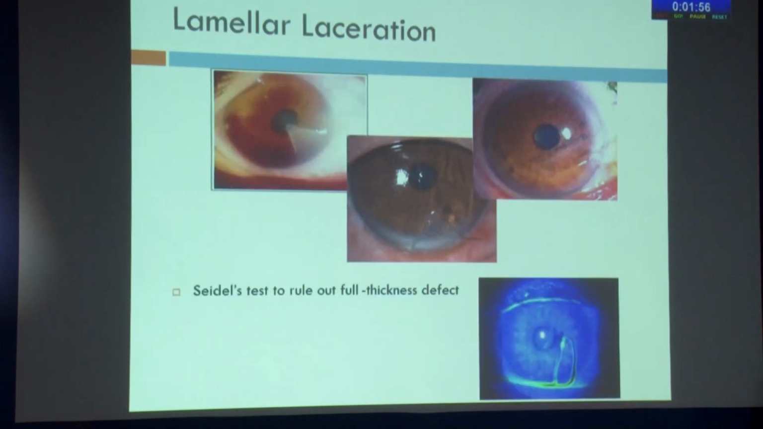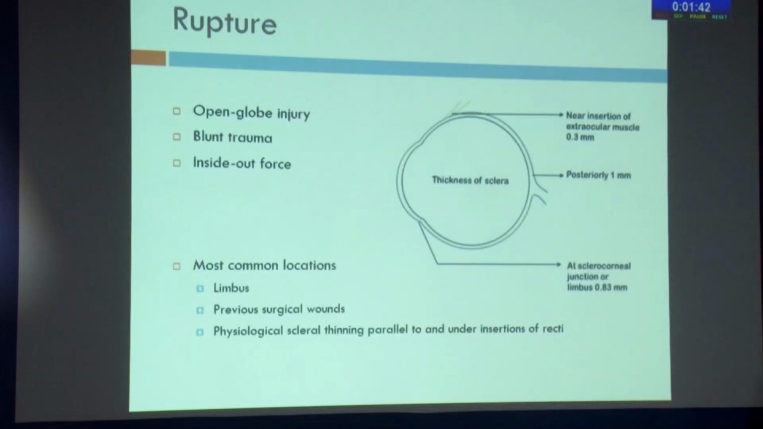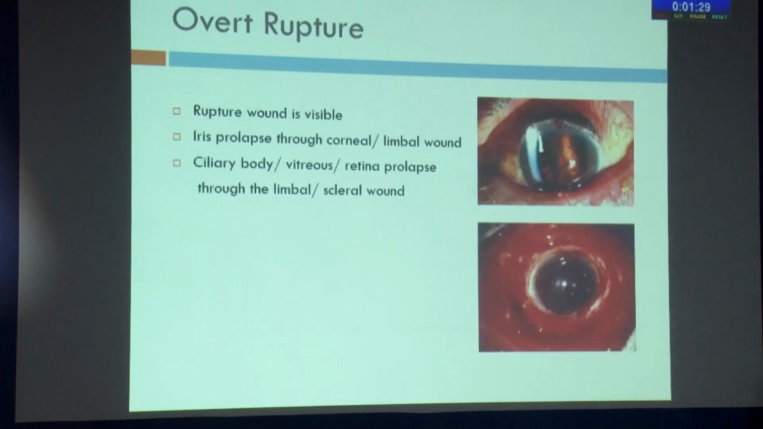Lamellar lacerations, we have already told that they are superficial injuries due to a sharp object, but we need to do a Seidel's test to rule out any full thickness defects. Superficial foreign bodies are the foreign bodies which are lodged just on the ocular surface or in the fornix or the bulbar conjunctiva. Rupture is an inside-out force due to a blunt object. The most common locations are the weak locations like the limbus, previous surgical wounds, or physiological scleral thinning parallel to or underneath the insertion of the recti muscles.